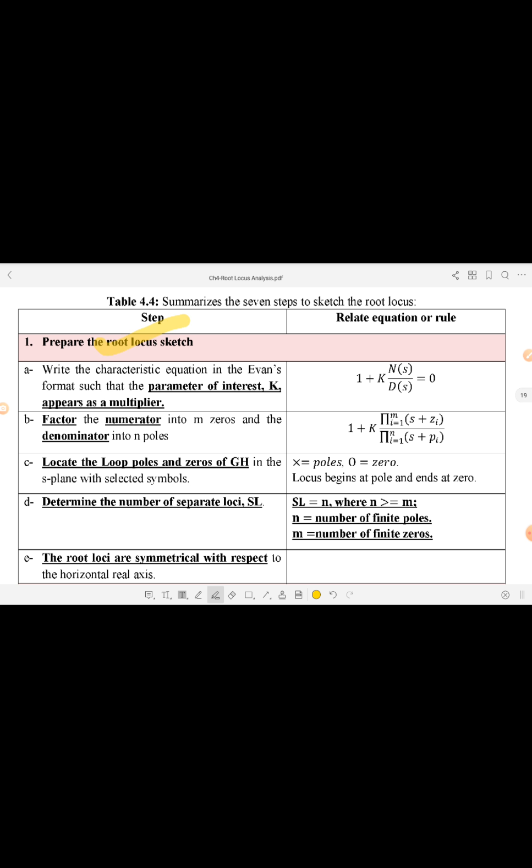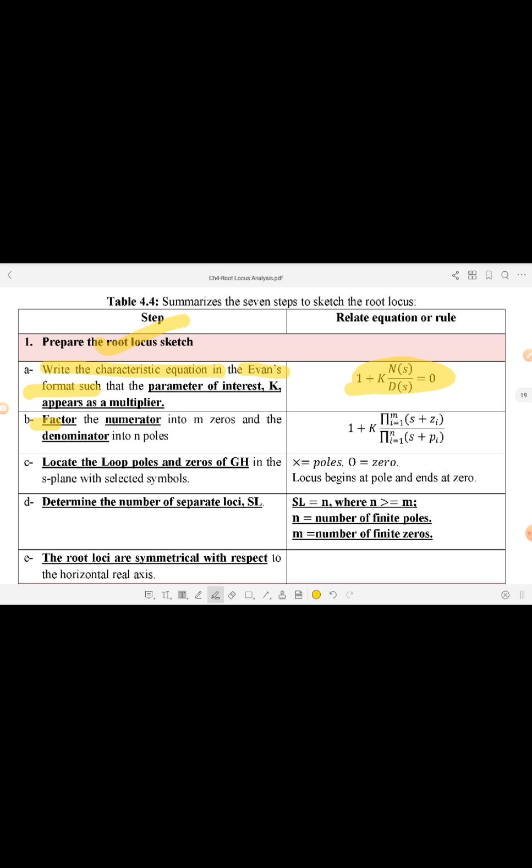In the first step we will prepare the root locus sketch, and in this way we should write the characteristic equation, as I have said, in the Evans root locus form, and this is the Evans root locus form: 1 plus kn over d is equal to 0.